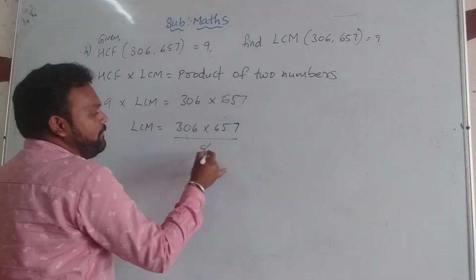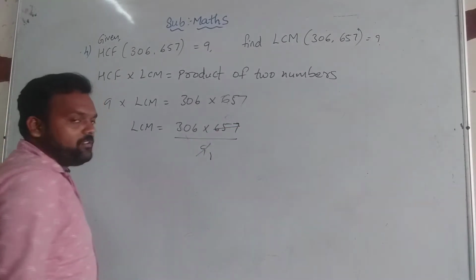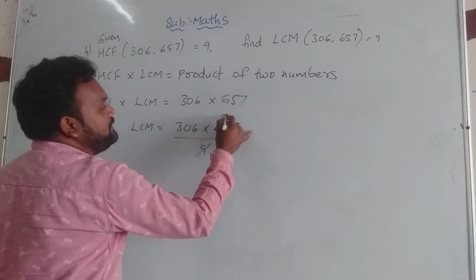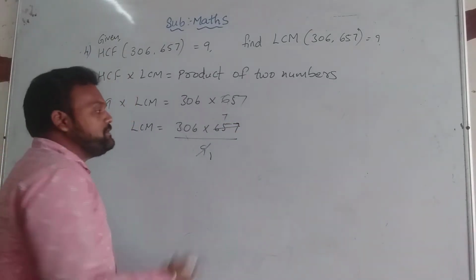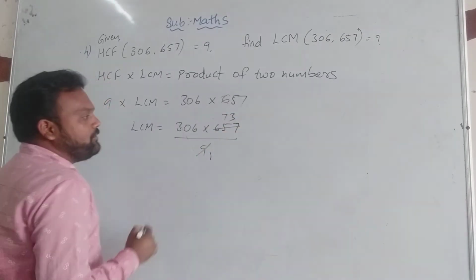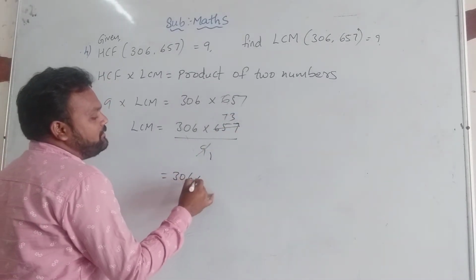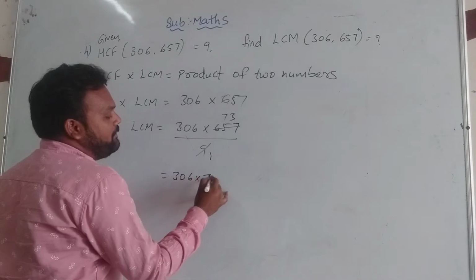Is it or not? When you cancel by 9: 9 1s are 9, 9 6s are 54... 9 7s are 63. In 65, 63 goes from 2, remains 27. So 9 3s are 27. The remaining is 306 into 73.